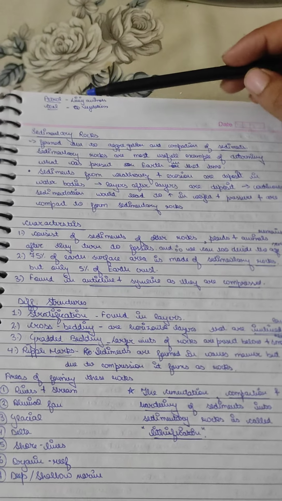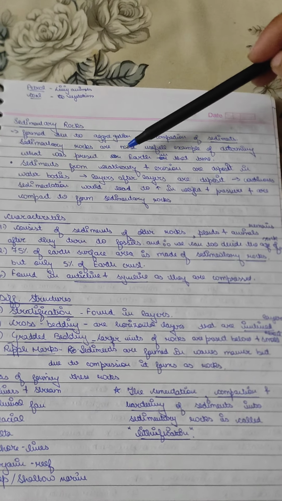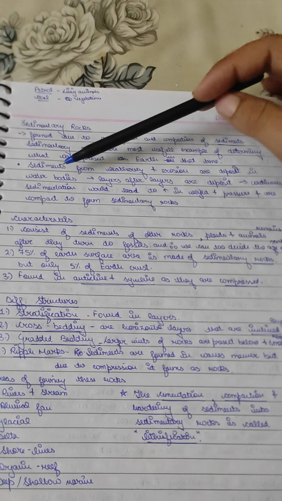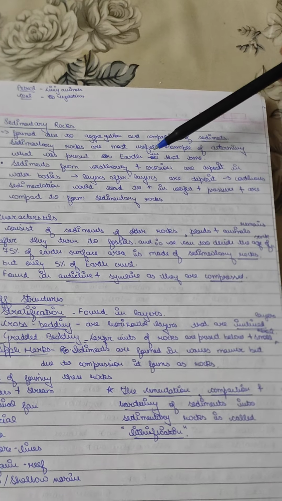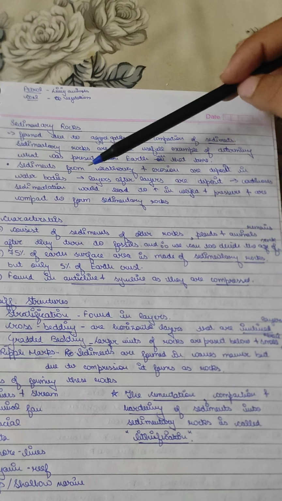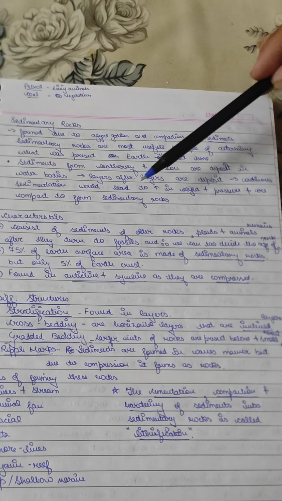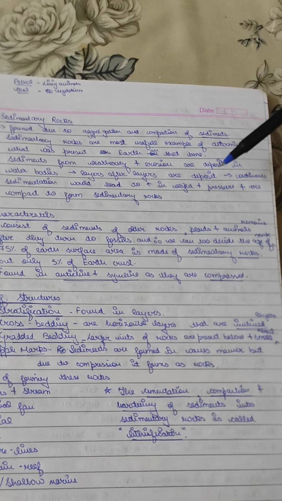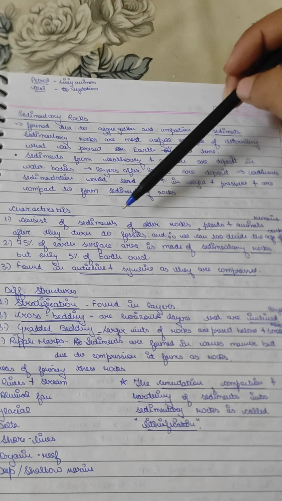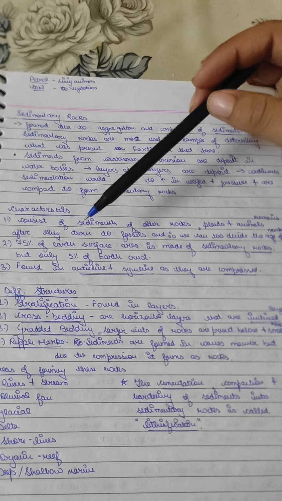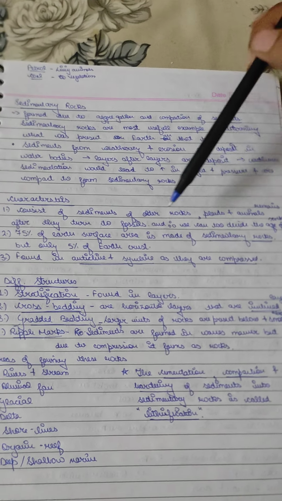Then comes another type of rocks, sedimentary rocks, formed due to aggregation and compaction of sediments. Sedimentary rocks are the most useful examples for determining what was present on Earth at that time. Sediments from weathering and erosion are deposited in water bodies, layer after layer. Continuous sedimentation leads to an increase in weight and pressure, and the sediments are compacted to form sedimentary rocks. Their characteristics: they consist of sediments of older rocks, and plant and animal remains that turn into fossils, from which we can decide the age of the rocks.